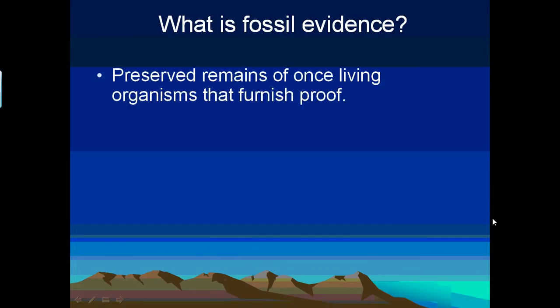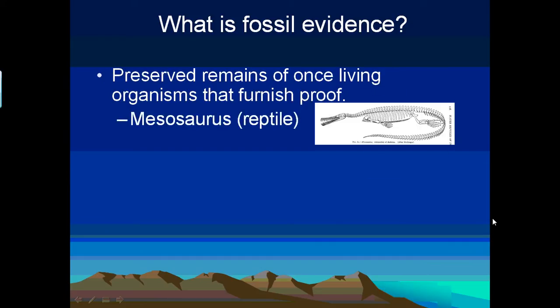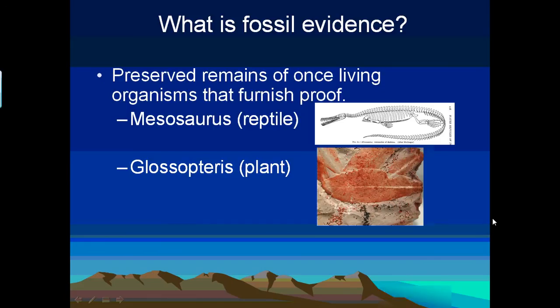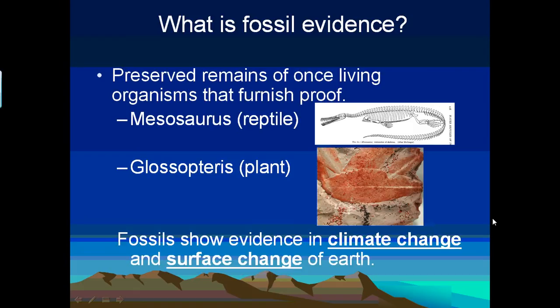What is fossil evidence? First of all, preserved remains of once living organisms that furnish proof. So Mesosaurus was a reptile, one of our common fossils. And this is a common plant, Glossopteris, sorry. And plants and animals show evidence of climate change and surface change on Earth. Remember, this is what our standard was talking about, the climate change and surface change. That's what our fossils are showing us evidence of.